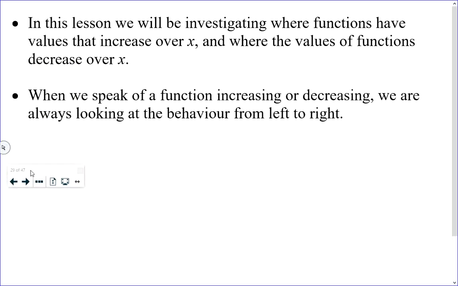When we speak of a function increasing or decreasing, and this is what I just said, we're talking about left to right. So if I say a function is increasing over the interval x equals 1 to 5, that means when you look at the graph of the function from x equals 1 to x equals 5, the slope will be positive. The function will be going up.